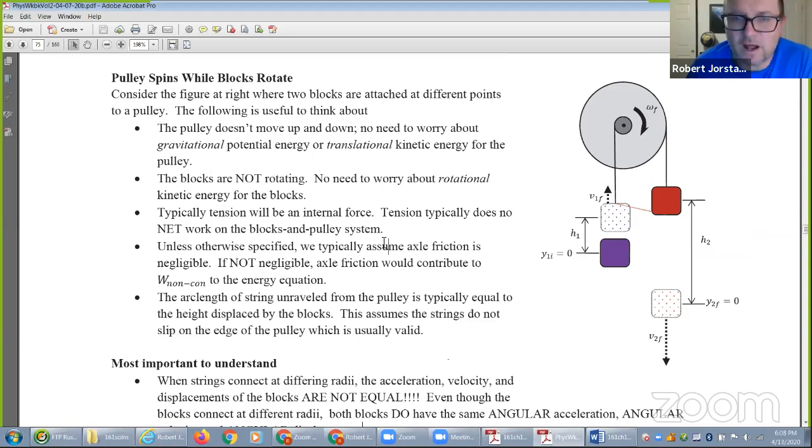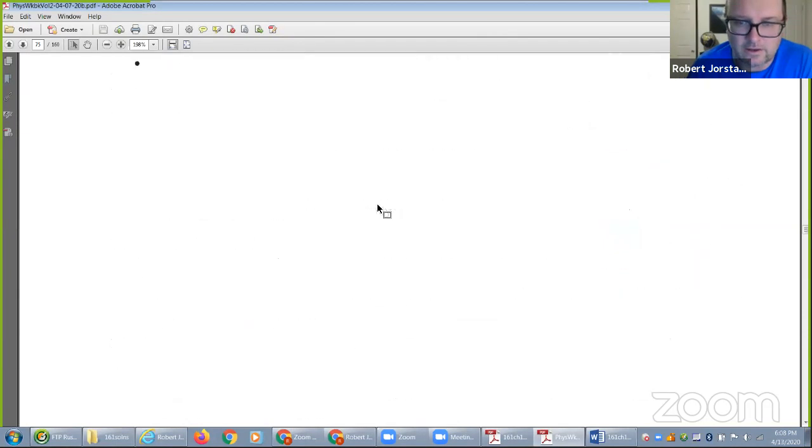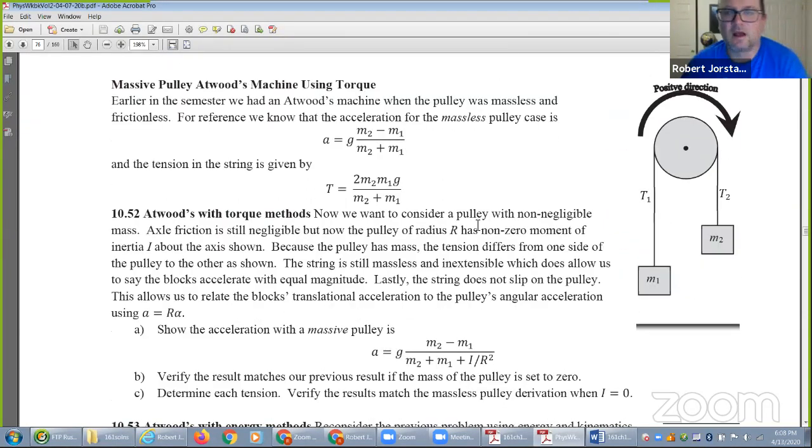So let's do a problem so we can understand what this means. But I just wanted to point this out. All right. Let's go look at an equation here. Finally, we're up to something. I've been telling you since the beginning of the semester someday we would do a problem where there's a mass.